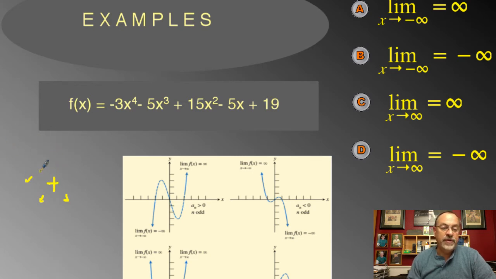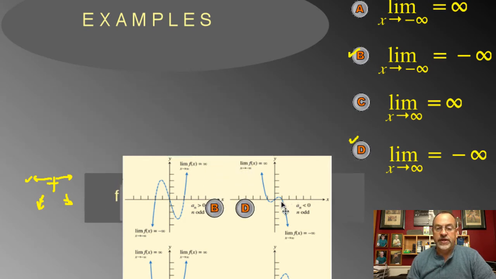I just write it in limit notation. So as I go towards negative infinity, the y values are also going towards negative infinity. That's option B. And as I go towards positive infinity, the y values are also going towards negative infinity, so that's option D. So in this case, those would be the end behavior described in limit notation.